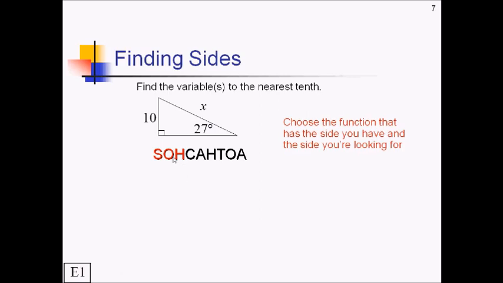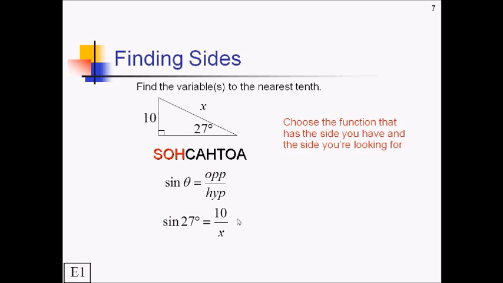Let me just write out that formula now. Sine of theta equals opposite over hypotenuse. And at this point, we're just going to plug in the information we have and solve for the information we don't have. So theta in this case is 27. The opposite is 10. And the hypotenuse is this x side. And now we're going to go ahead and solve.